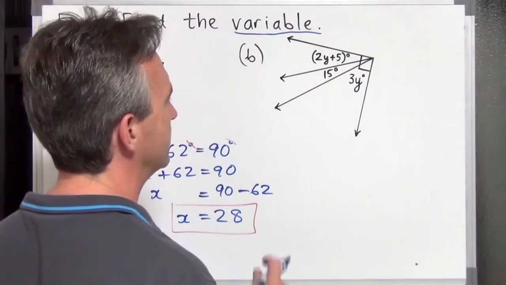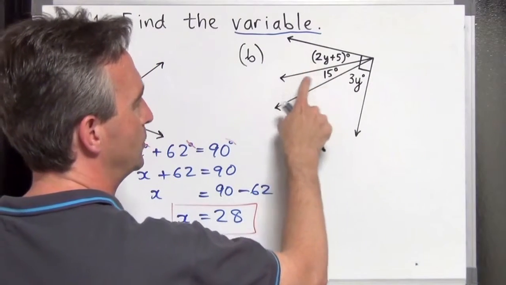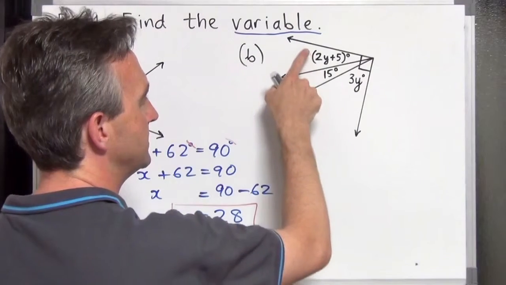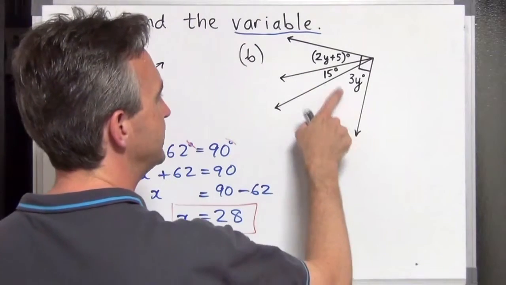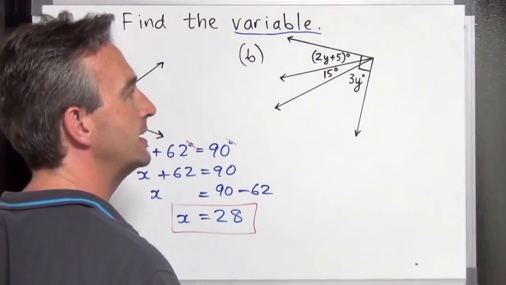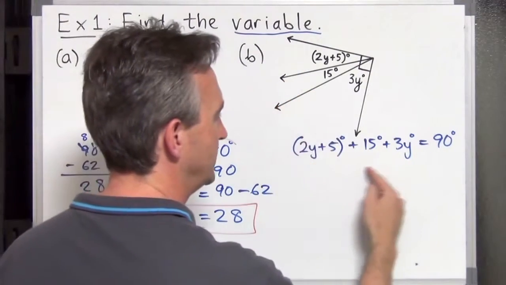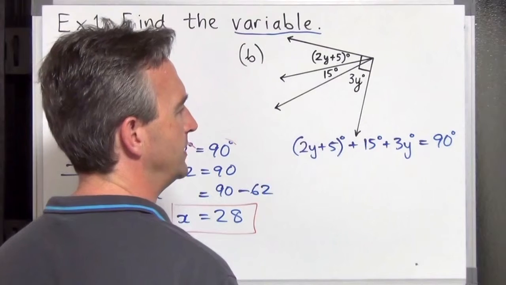The second one will be getting a little harder. Here we have 3 angles making up the 90-degree angle. So this plus this plus this is going to be 90. In other words, these three angles are complementary. Let's make the equation. This plus this plus this is 90. The 3 angles are complementary.